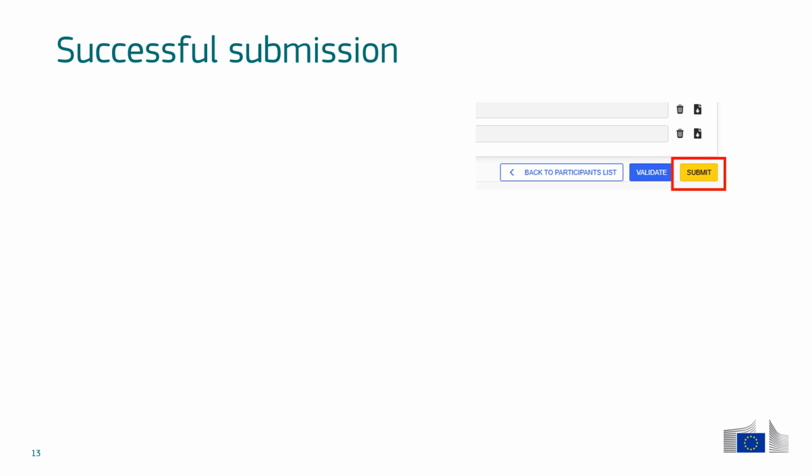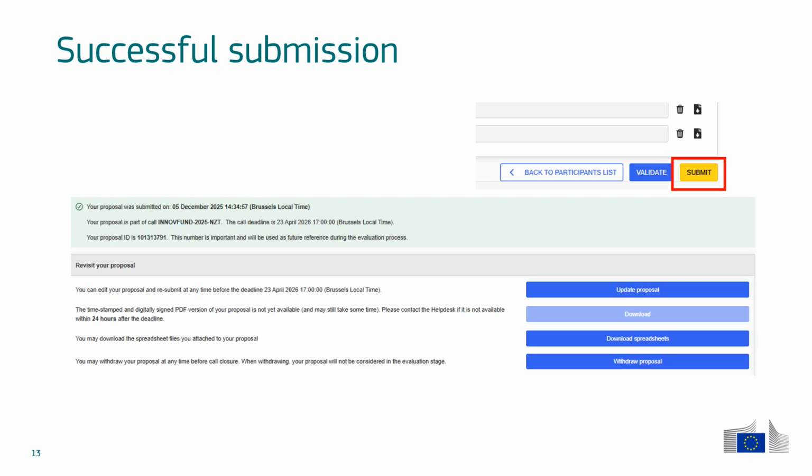Once you submit your proposal, you will see this screen indicating when your proposal was submitted, and you will also receive a notification by email. If you see a proposal ID, that means that your proposal has been correctly submitted. This is the reference for your proposal that will be used throughout the evaluation and for any future communication with you. Keep it preciously.